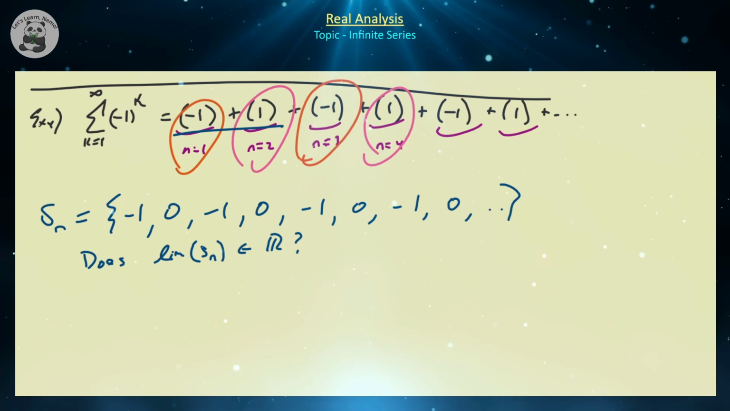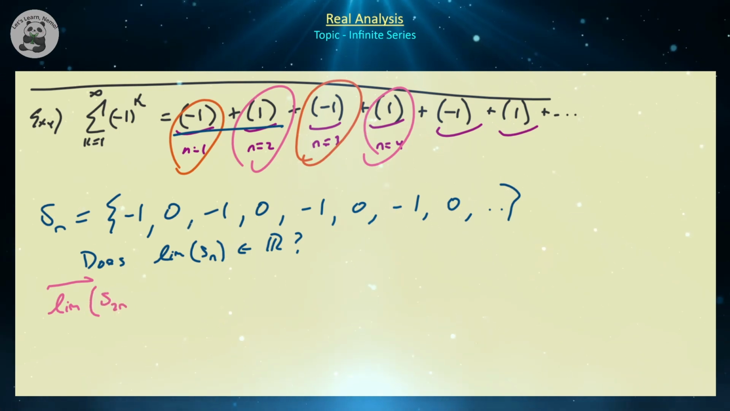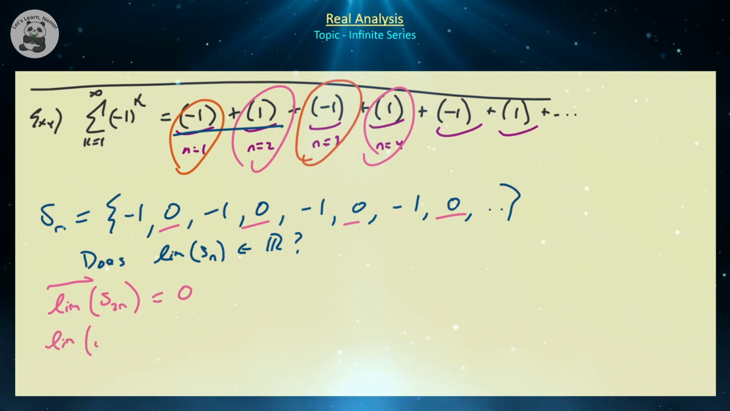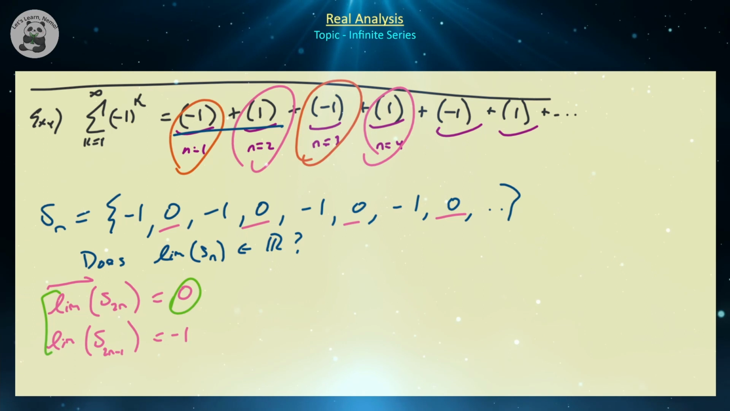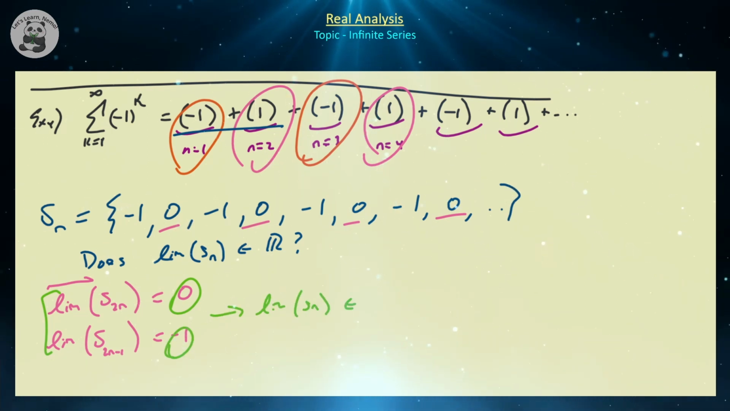So, does it converge? Keep in mind, Sn is just a sequence, and if we analyze any two subsequences, for example S2n, if we focus on the even terms, we clearly see that the limit of S2n is going to be equal to 0, and the limit of S2n minus 1 is going to be equal to minus 1. And since we have two subsequences that converge to different limits, then we have that the limit of Sn does not belong to R.